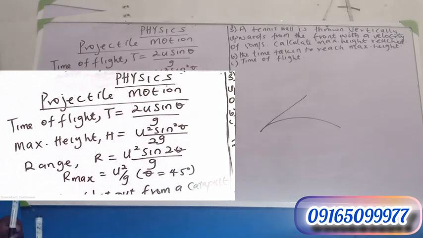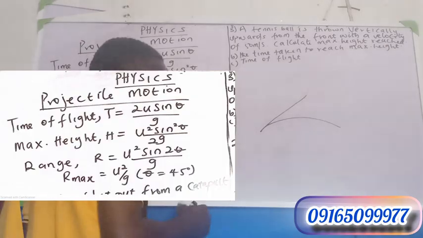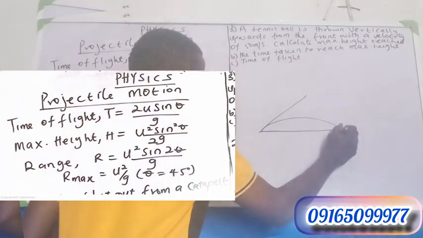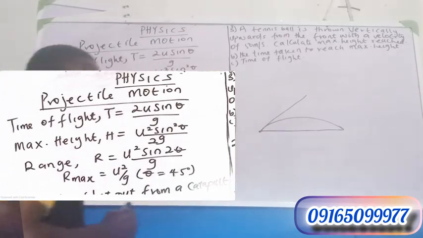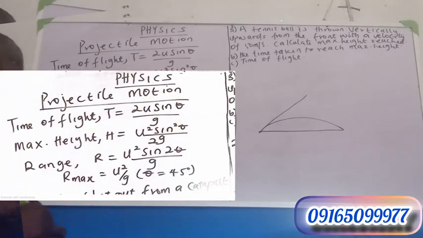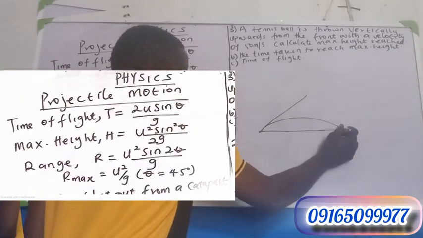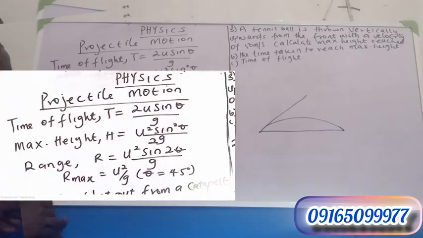So we also have the maximum height, which is u squared sine squared theta over 2g. And then we have three. We want to talk about the distance from where you threw it to where it's going to land. That's the horizontal distance. That's what they're talking about when we talk about range.